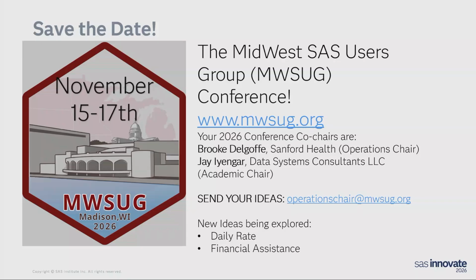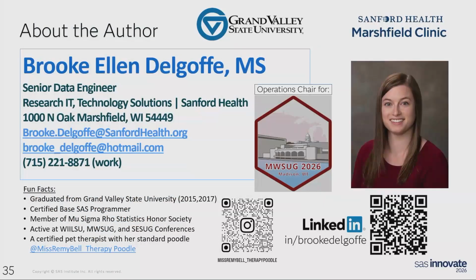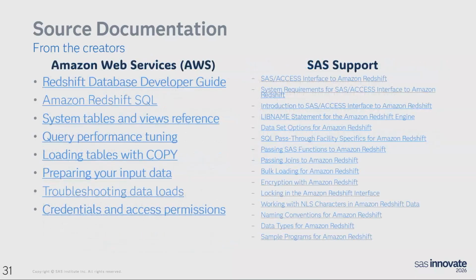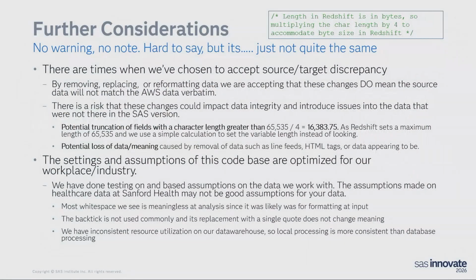Yeah, so I'll go back to that. So in this one, there's a particular concern between 16,000 and 32,000 length size, because SAS would say, okay, it's good to go, and then it would get to AWS, and AWS would just truncate it. And it wouldn't even tell you that it's done that.